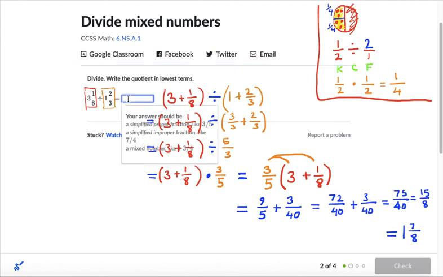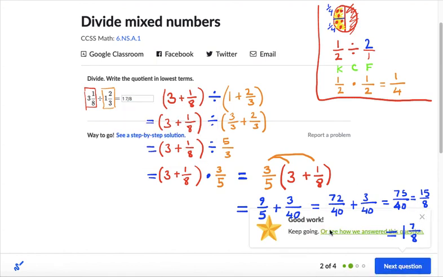You can see Khan Academy right here likes a mixed number. It likes an improper fraction as well. So you should be fine either way. 1 7/8. So try that out for yourselves and let me know if you need any help with any of that.